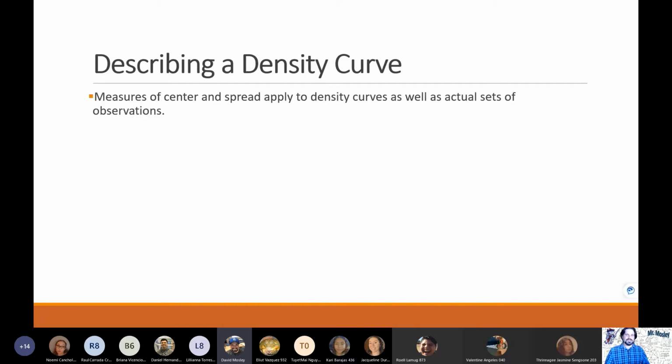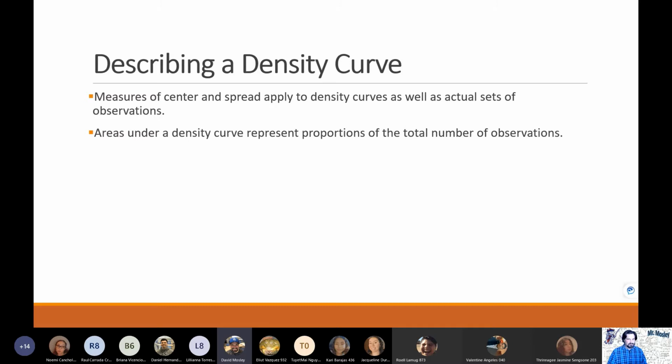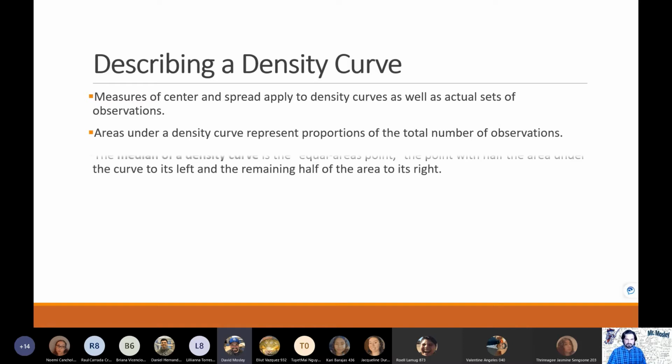When describing a density curve, it is described much the same as a distribution. Measures of center and spread apply to density curves as well as actual sets of observations. Areas under a density curve represent proportions of the total number of observations, as we just saw in our previous example.